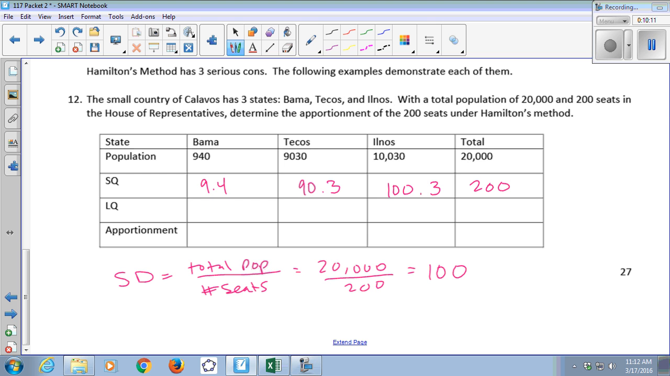Then I give every state their lower quota, which means round everything down, 9, 90, 100. And that adds up to 199 seats. I have one surplus seat. Who gets it? Bama. Yeah, because the decimal part is 0.4, which is the biggest decimal part of any of the states. So my final apportionment, I'm going to give my one extra seat to Bama. They get 10, and then Tecos gets 90, and Illinois gets 100. So I end up giving out 200 seats.